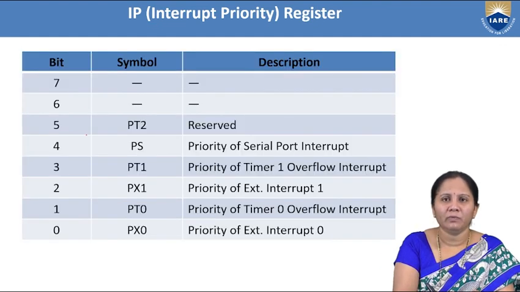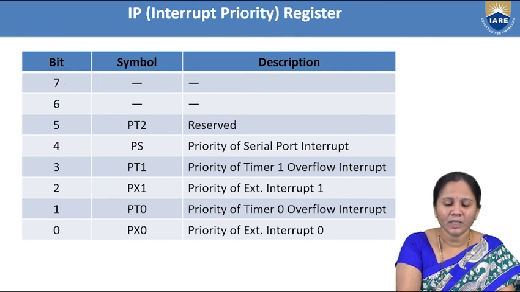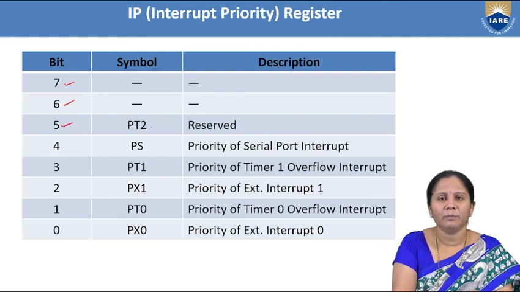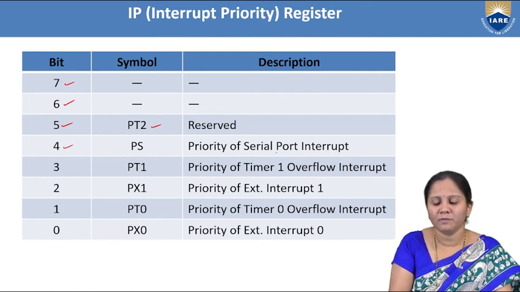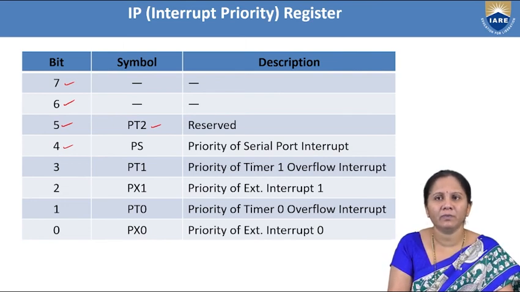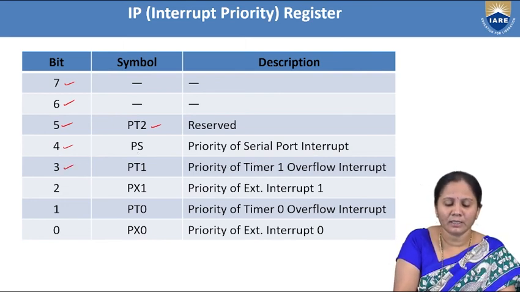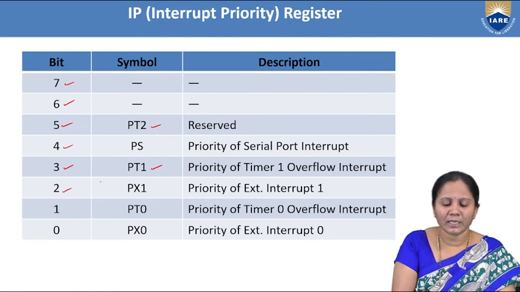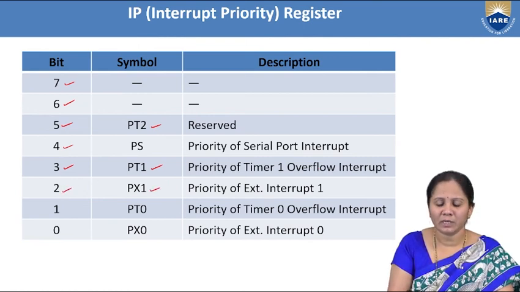Now coming to the function of these bits: bits 7 and 6 are not defined, and the next, 5th bit, is PT2, which is a reserved bit. The 4th bit is PS, which is the priority of the serial port interrupt. If that is set, the highest priority will be given to the serial port interrupt. The 3rd bit is PT1. If that bit is set, timer 1 overflow interrupt gets priority. And the 2nd bit is PX1, which represents the priority of external interrupt 1.